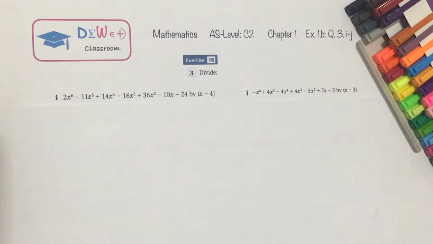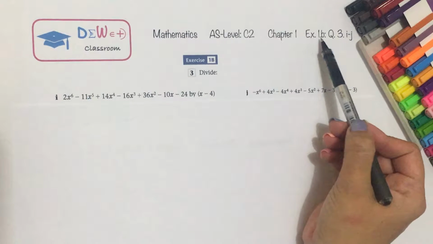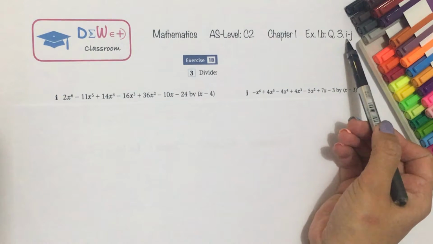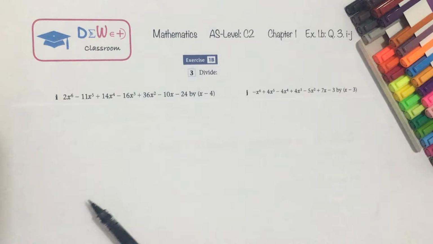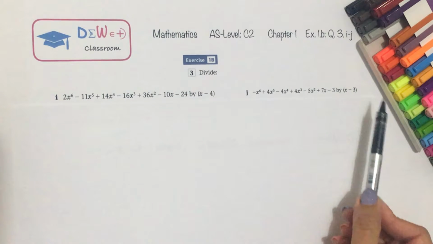In this video we are working from the C2 Core Maths textbook by Pearson, and we are currently working through chapter 1, exercise 1b, question 3, I and J. Right, we're busy with dividing polynomials by terms within brackets.